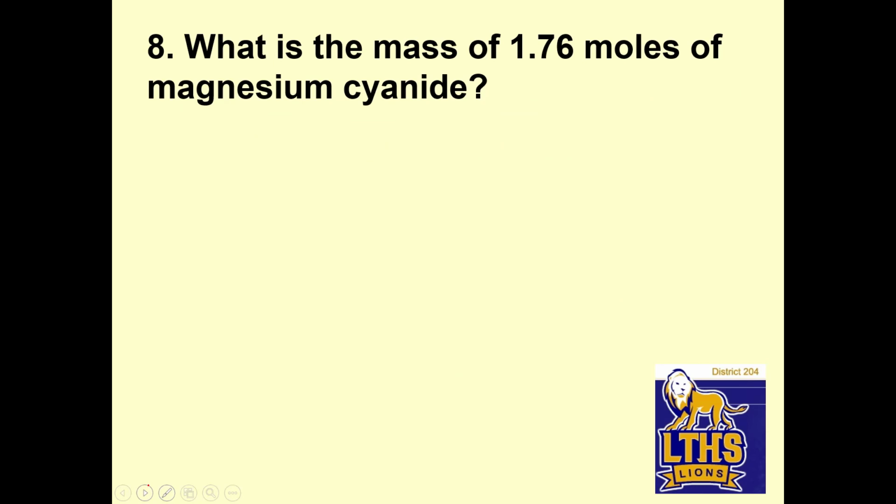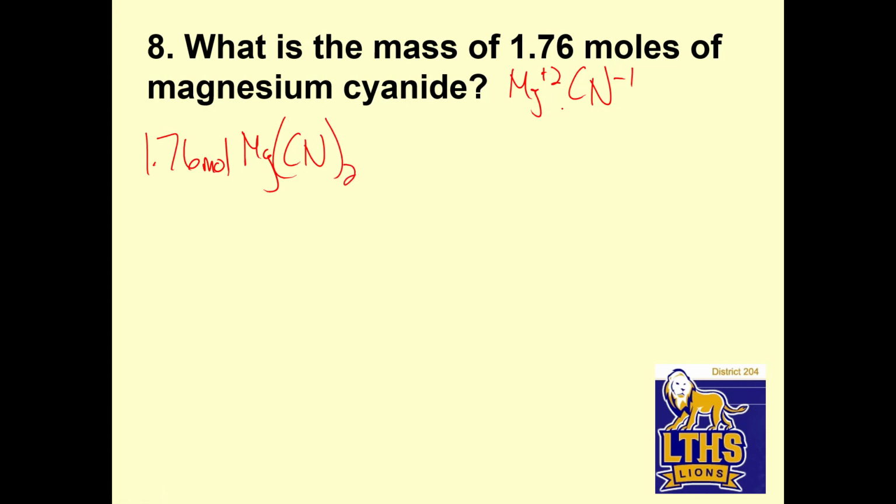So let's figure out how to do this. What is the mass of 1.76 moles of magnesium cyanide? Magnesium is Mg. Cyanide is CN. Remember, magnesium from the periodic table is +2, and cyanide we memorized to be -1. So to make these balance, it takes two of these negative ones to balance the +2.